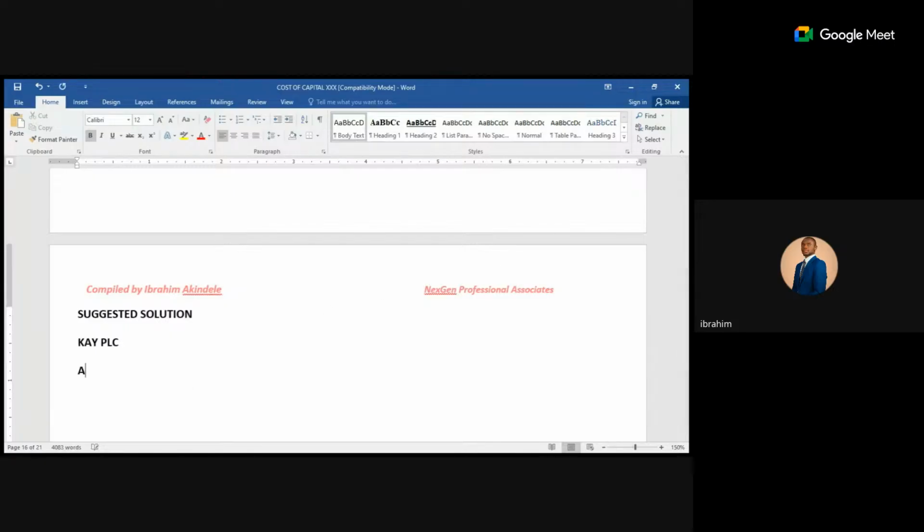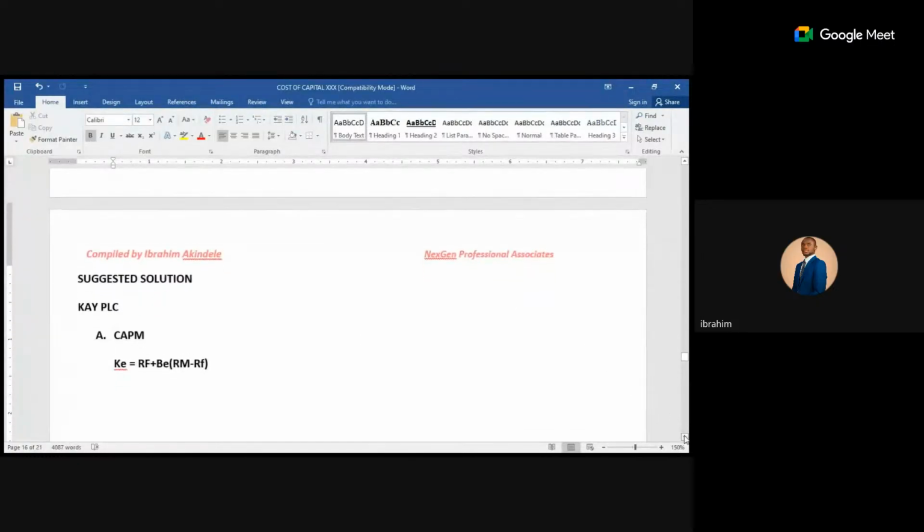A, CAPM. What is the formula? Ke equals risk-free plus equity beta times market return minus risk-free. We will not use risk premium because risk premium is not given to us in the question.